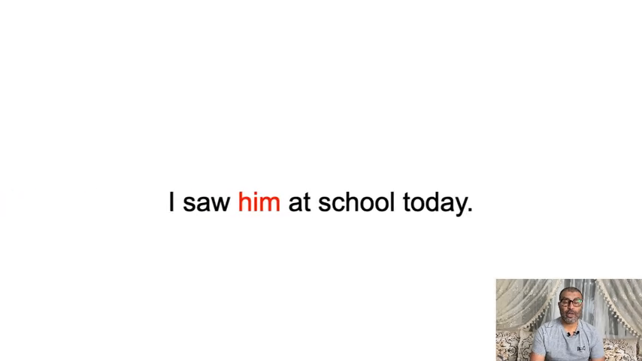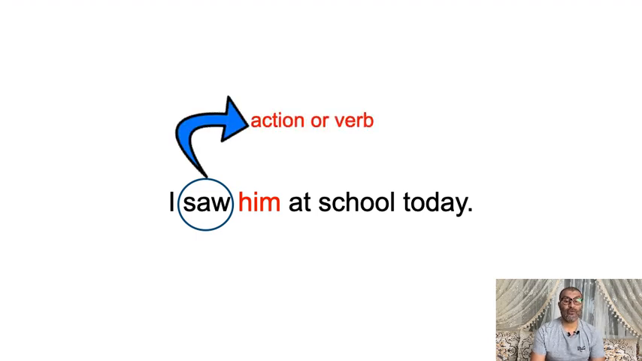I saw him at school today. So saw is the action, or the verb. The verb to see in the past tense is saw. So in this example, I saw him at school today.